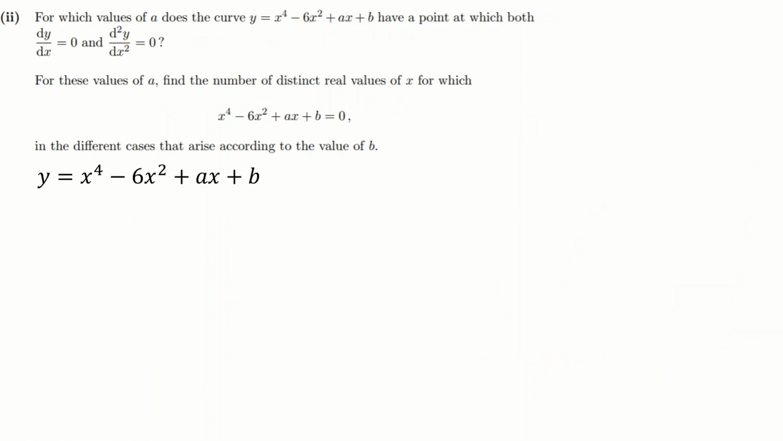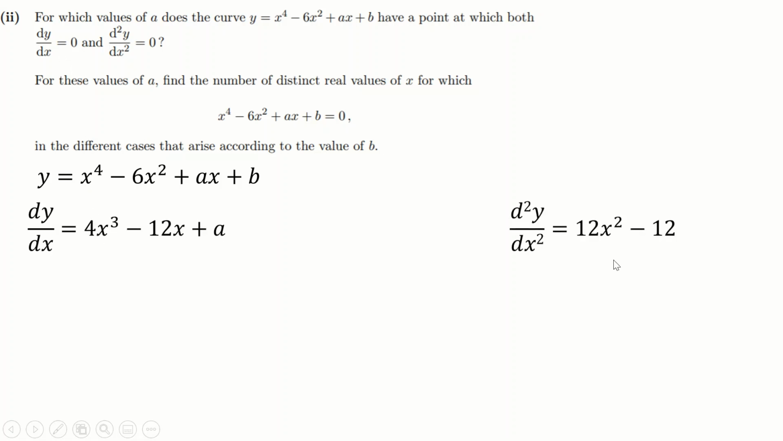Okay, excellent. Part 2 then. For what values of a does this curve, which contains an a in it, have a point in which both this and this equals 0? Okay, so here's the thing they've given me. Let's find dy by dx. There it is. Let's find d2y by dx squared. There it is. Now, I'm trying to make these things 0.